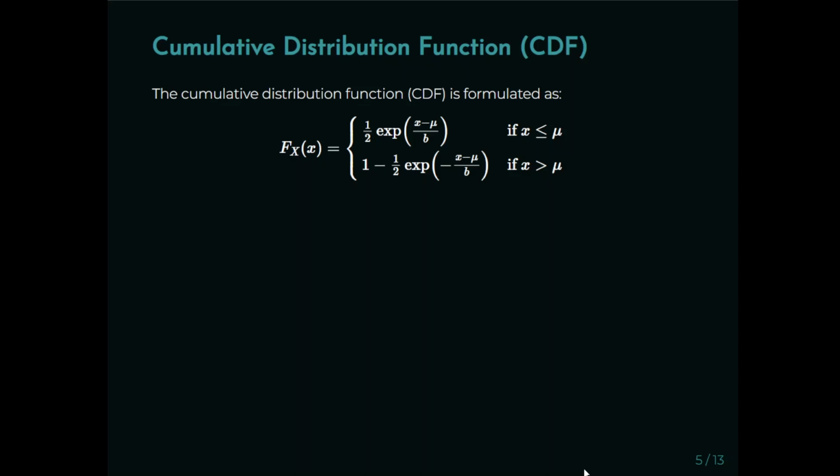The cumulative distribution function there is 1/2 of the exponential of x minus mu divided by b. Now looking at the second case, where x is greater than mu, in that case 6 is greater than 5, we would use the cumulative distribution function of 1 minus 1/2 of the exponential of minus x minus mu divided by b. So we get x minus mu, divide that by b, and just get the negation of that, the minus sign of that.